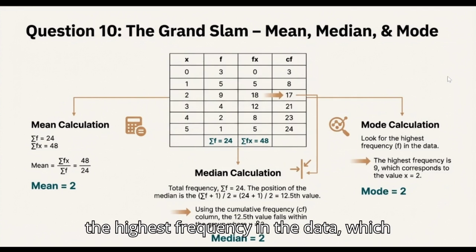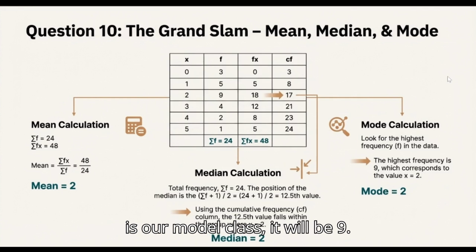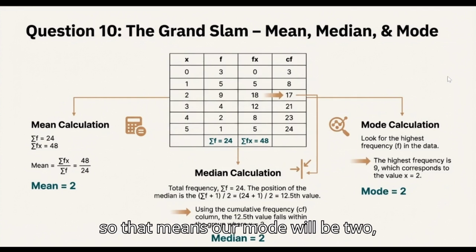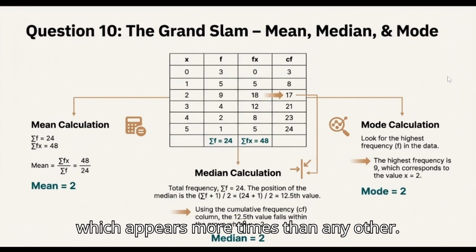Finding the mode. If you look at the highest frequency in the data, which is our modal class, it will be 9 and it corresponds to the value of 2. So that means our mode will be 2, which appears more times than any other.